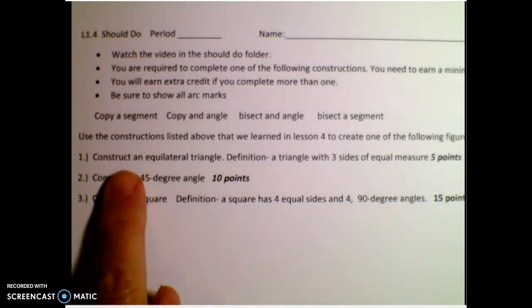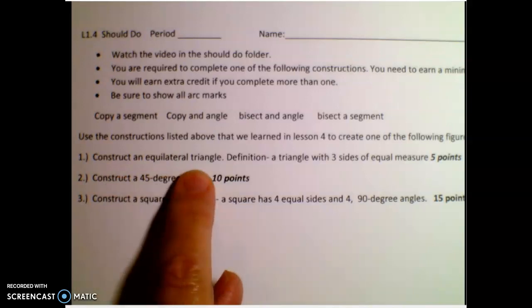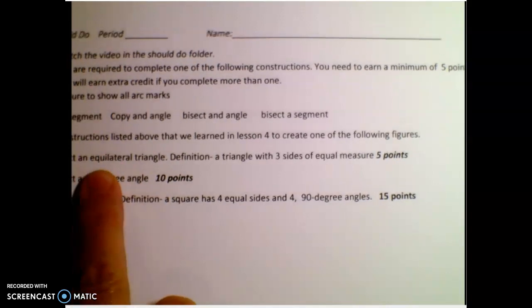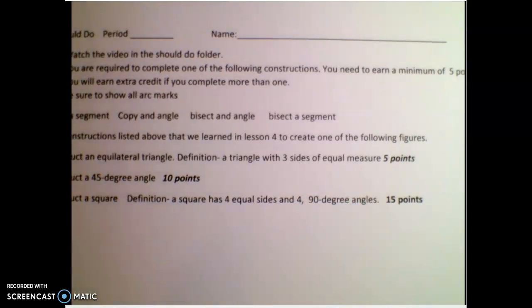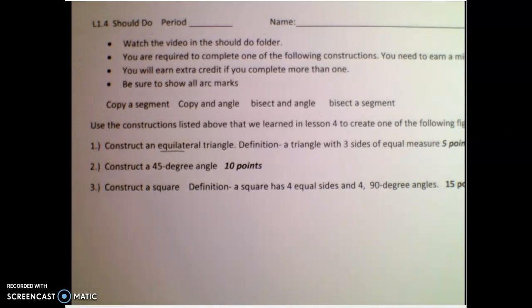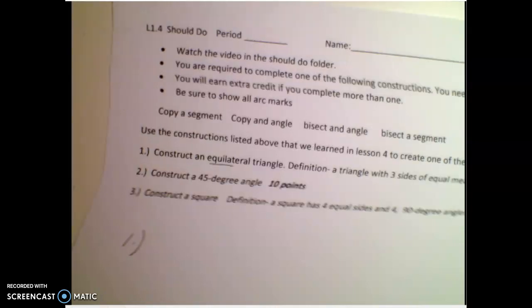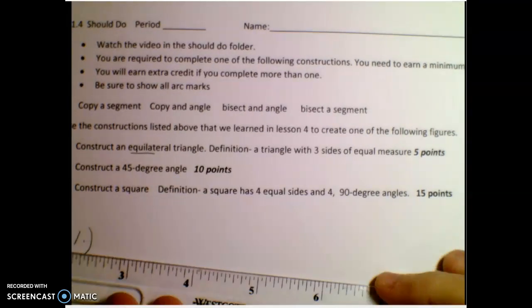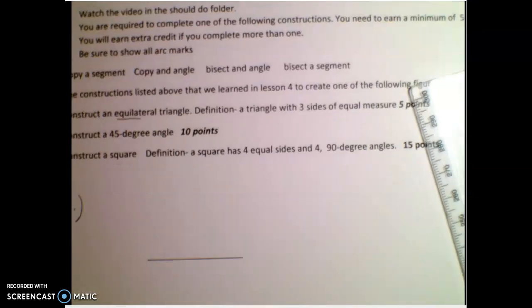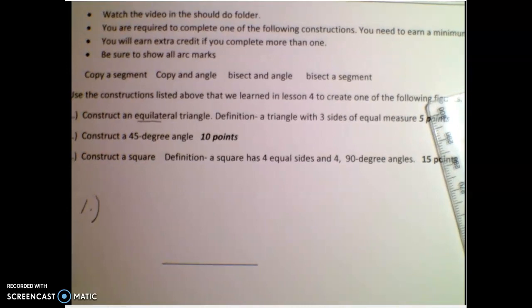Okay, so let's start with the first one, construct an equilateral triangle. First, you need to know the definition of an equilateral triangle. So equi is right in the word, so you can see equal. So it's a triangle that has 3 sides that are equal measure. All right, so remember, we're going to construct this. So let's start off with, I'm going to give myself the side of a triangle. That's going to be one side of my triangle. So I just drew one side, and now I want to copy that segment.